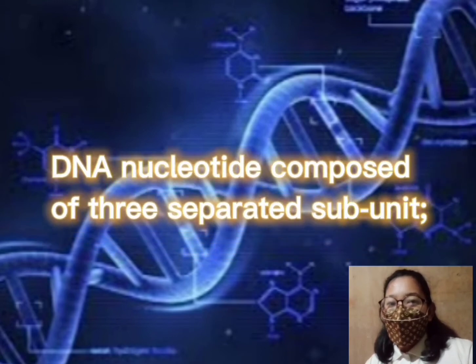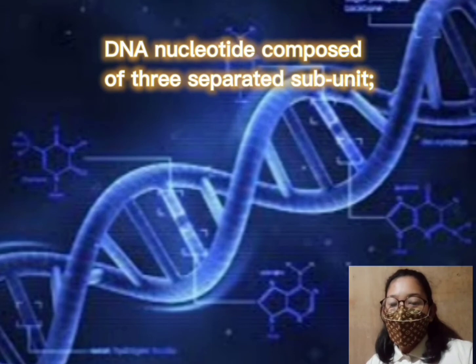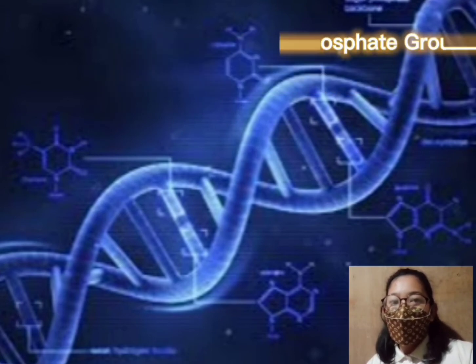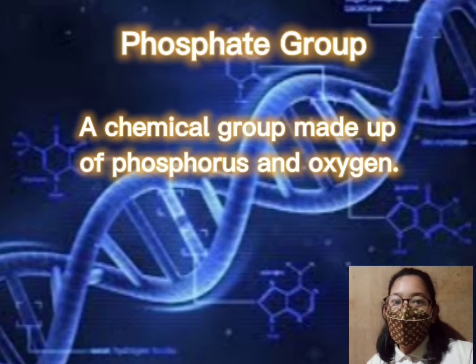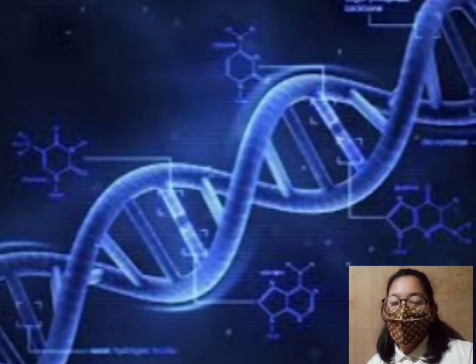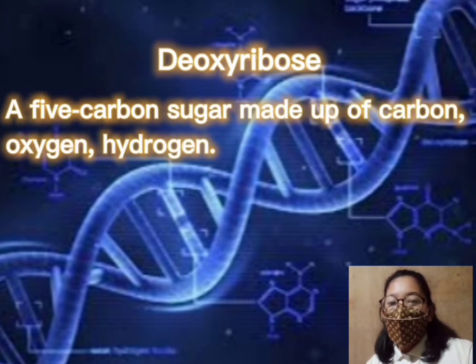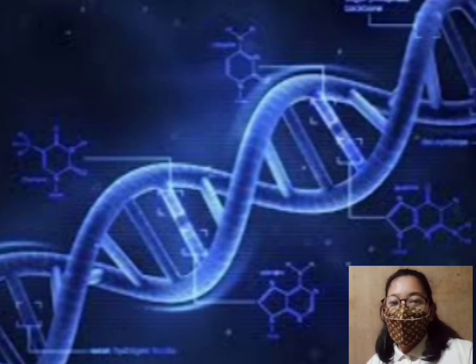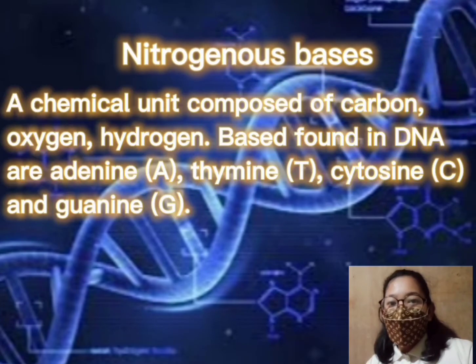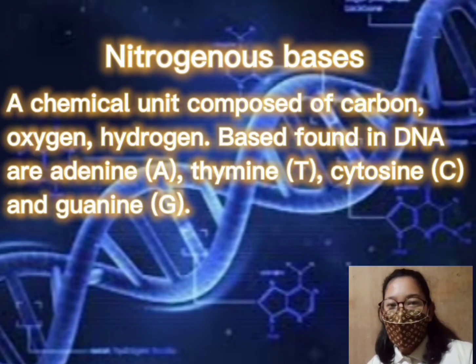DNA nucleotides are composed of three separate subunits. 1. Phosphate group, a chemical group made up of phosphorus and oxygen. 2. Deoxyribose, a 5-carbon sugar made up of carbon, oxygen, and hydrogen. And 3. Nitrogenous base, a chemical unit composed of carbon, oxygen, hydrogen, and nitrogen. Bases found in DNA are adenine (A), thymine (T), cytosine (C), and guanine (G).